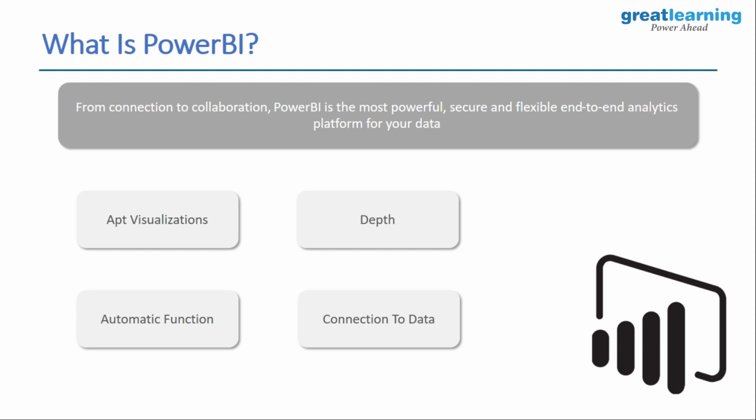So when you say apt visualizations, the aim here is to generate visualizations that convey detailed or a lot more information for you with ease. You can get into the depth of concepts. So this is where your drill down features come into the picture. How do you get into the depth of information?